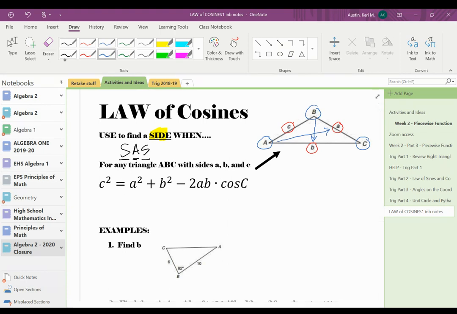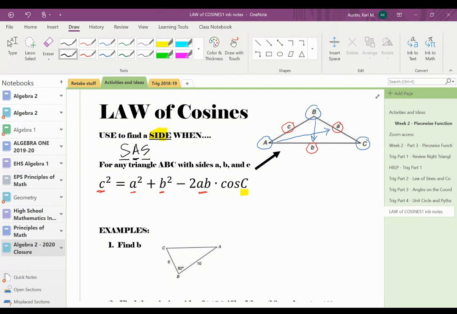Now this formula, sometimes you'll see textbooks write it out three different ways depending on which side you're looking for. I think it's best to just think of it as sides and angles. So you'll notice, right? That's a side, that's a side, that's a side. There's those two sides again, and then this capital letter stands for an angle.